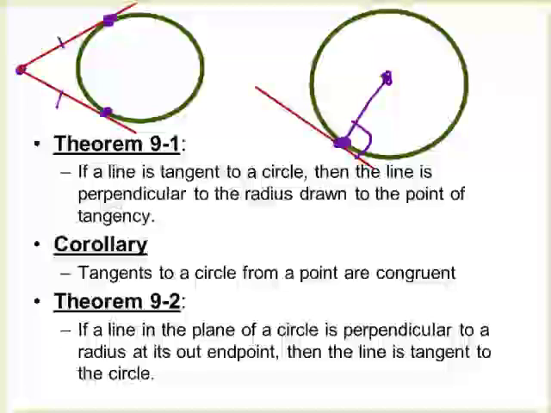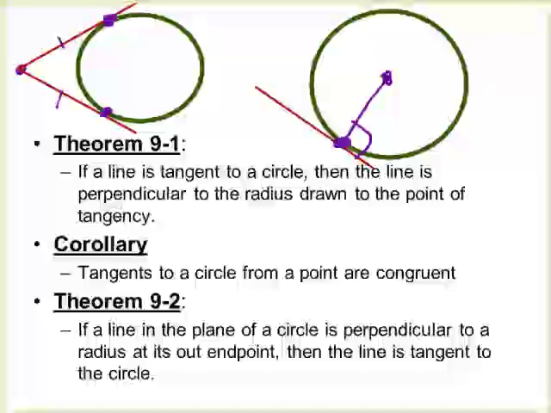Theorem 9.2. If a line in the plane of a circle is perpendicular to the radius at its endpoint. Well, that looks a whole lot like the picture we already drew for Theorem 9.1. It says then that line happens to be a tangent. Theorem 9.1 and 9.2 say the same thing but backwards. What do we call that? Converse. Converse is where they say the same thing but backwards.